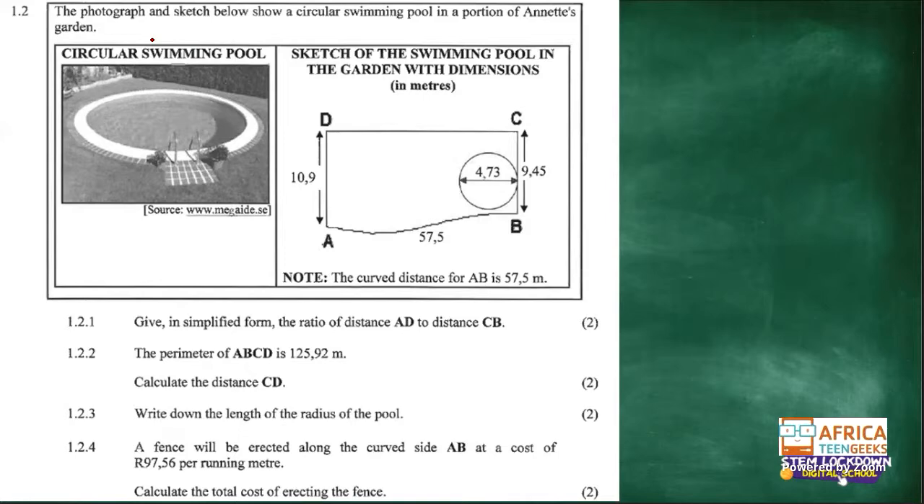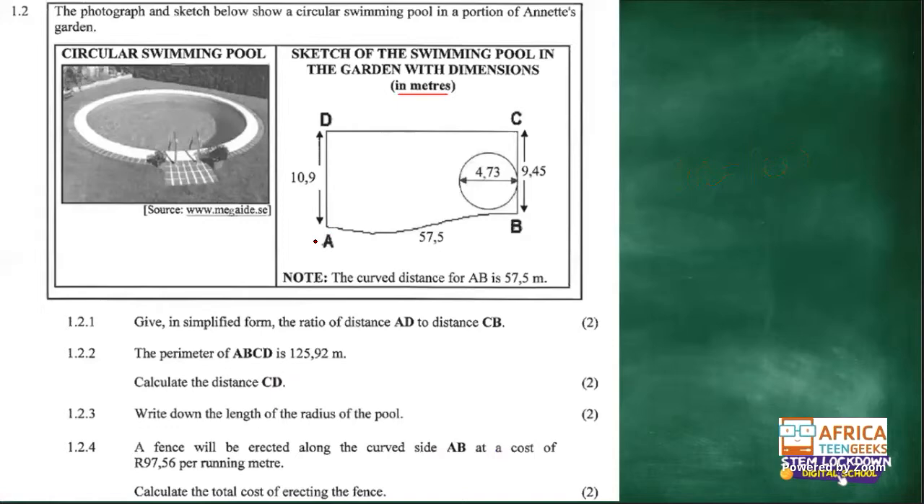This one is the photograph and sketch below showing a swimming pool, right? On the left-hand side is a picture, and then this is a sketch of the plan. They say it is a sketch of a swimming pool in the garden with dimensions. Dimensions are measurements, so all of these values are in meters.